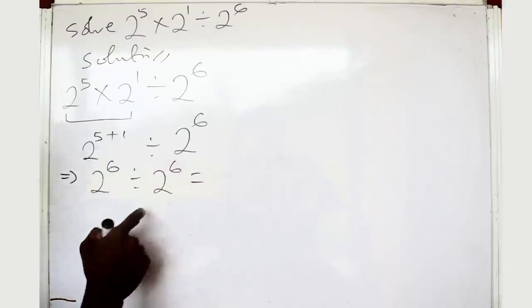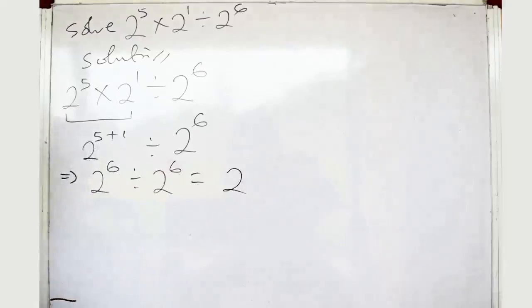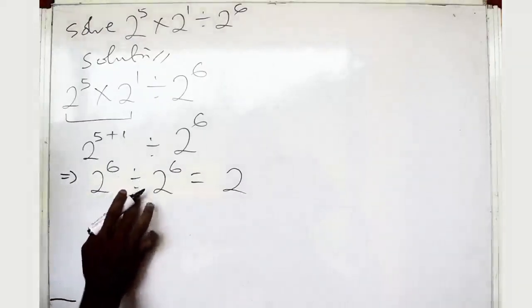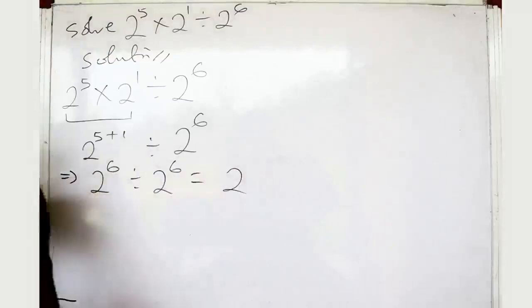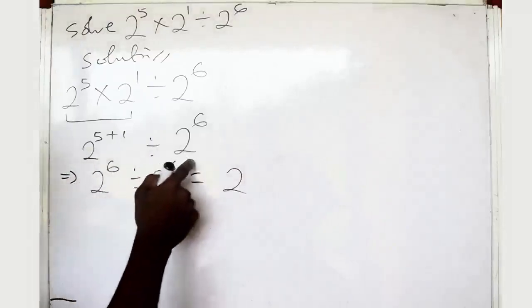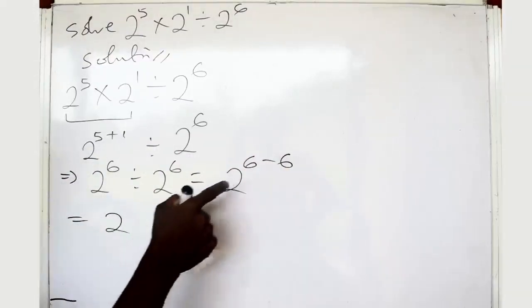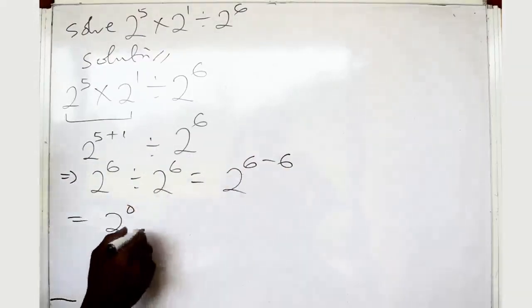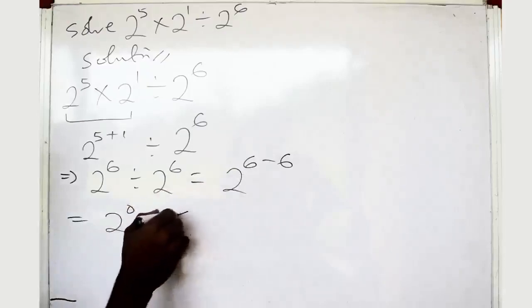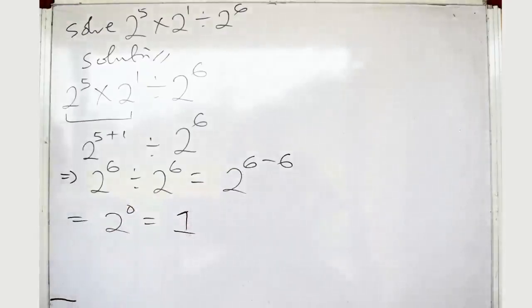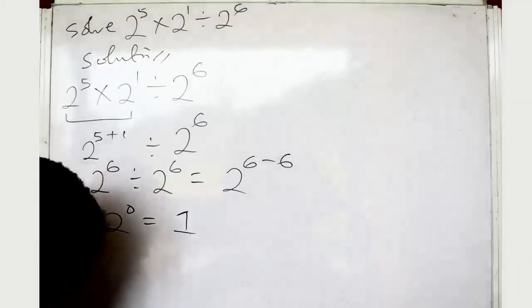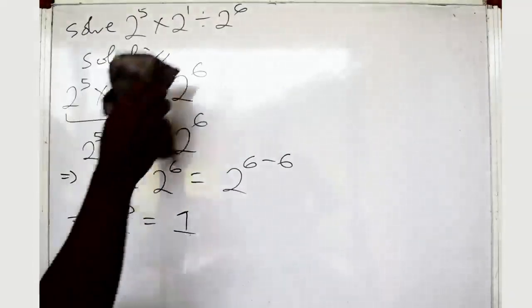So this is the same thing. The base is 2. The bases are the same, so we pick one base. This is power. This is division, which means we are to subtract. We are subtracting the powers 6 and 6. 6 minus 6. So we get 2 raised to power 6 minus 6, which is 0. And we know that anything raised to power 0 is 1.